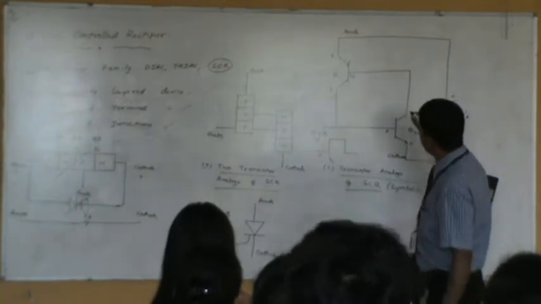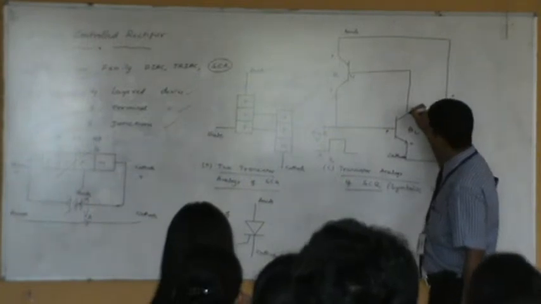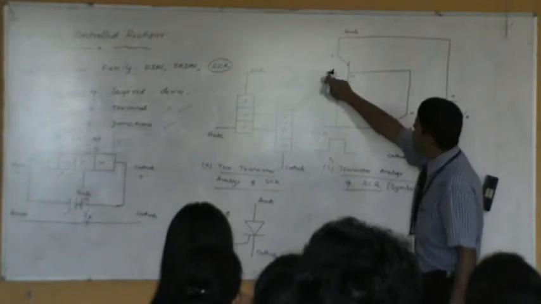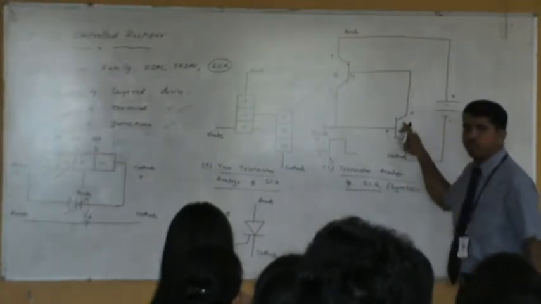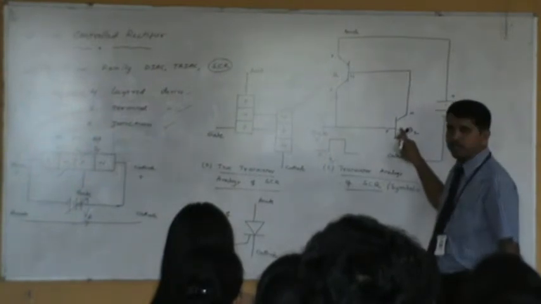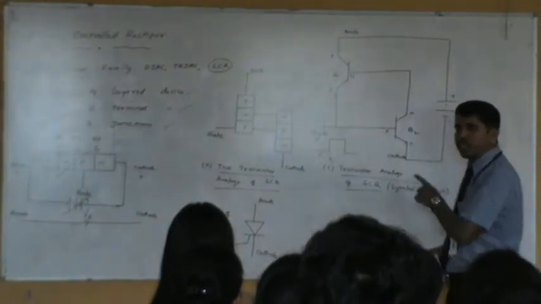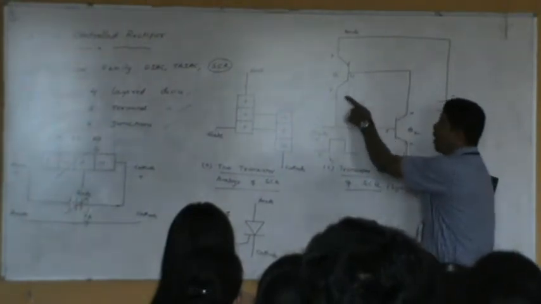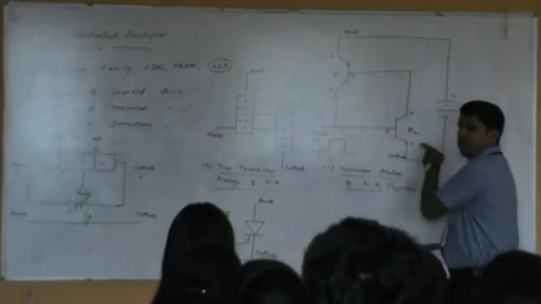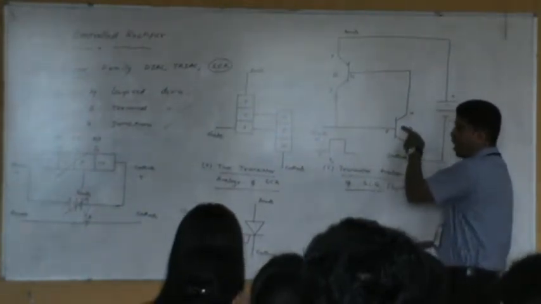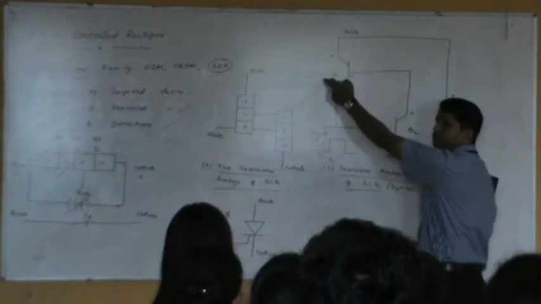Okay. And here the collector of this is nothing but the base of this PNP transistor. That means for this, input is coming from this transistor, and again the collector of this is nothing but the base of this transistor. Okay, each one is controlling the other one. Collector of this becomes base of this, and the collector of this transistor becomes base of this. So this is controlled by this transistor, and in turn this transistor is controlled by this transistor.